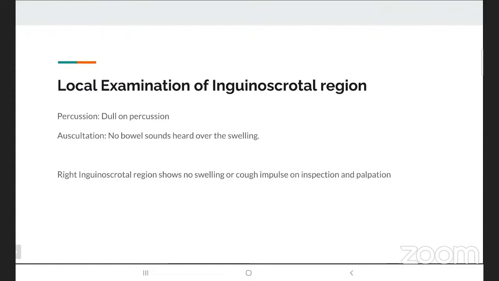The swelling on percussion was dull. On auscultation, no bowel sounds were heard over the swelling. The right inguinoscrotal region showed no swelling or cough impulse on inspection and palpation. The right testis was normal in size.